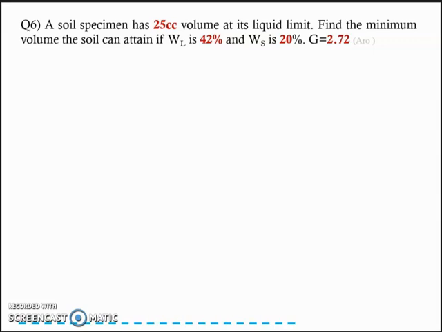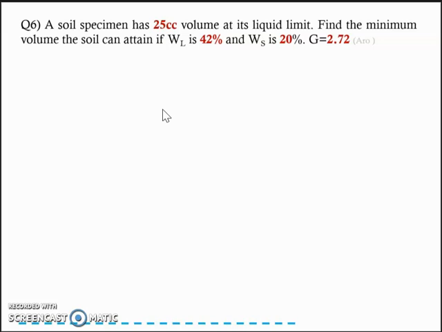Before we wind up our discussion on Geotechnical Engineering 1, we'll try to discuss a few more problems. Question number 6. A soil specimen has 25 cc volume at its liquid limit. Find the minimum volume it can take if the liquid limit is 42% and the shrinkage limit is 20%. Specific gravity G is 2.72.